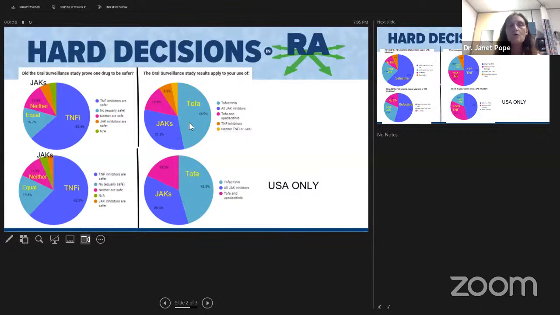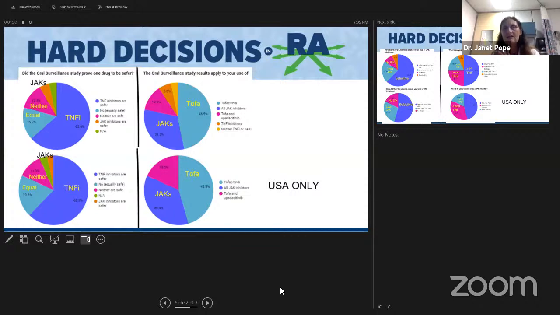About half said, oh no, I think it applies to tofacitinib. About another third said, I think it applies to all JAKs. That is what the labels have said in EMEA, FDA, Health Canada, etc. And then there's a smattering of people who say TOFA and UPA, so maybe thinking JAK1s, but not thinking, I guess, Barry or Filgo might not have been available in some countries.